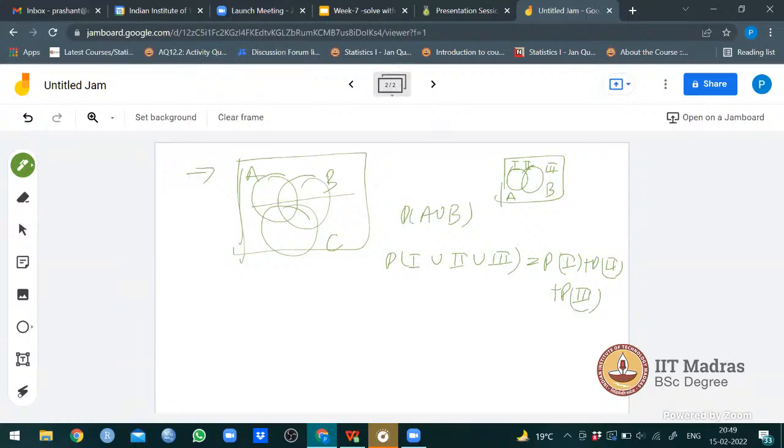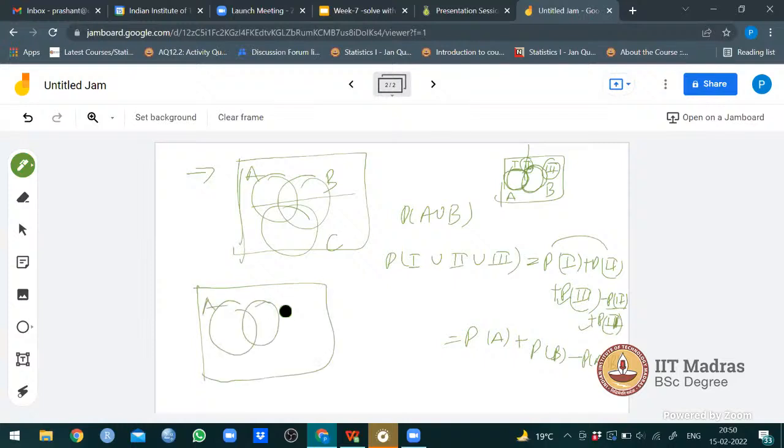So 1 plus 2 is nothing but PA. But you don't know exactly about 3. So you can subtract region 2 and add region 2. Then this plus this will be probability of B. This plus this minus region 2 means what? Probability of A intersection B. Similarly, you can think like that.